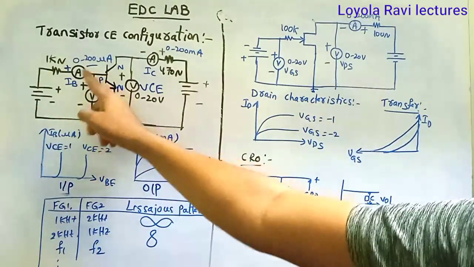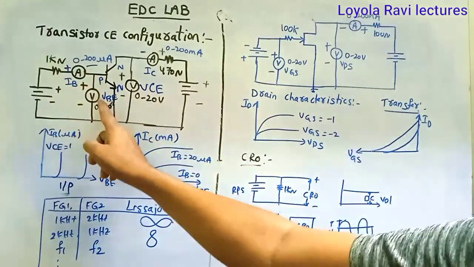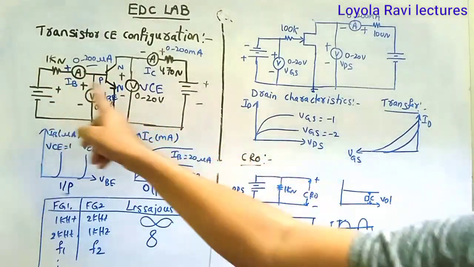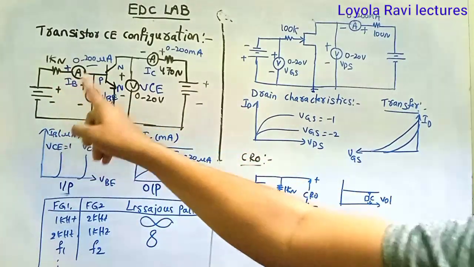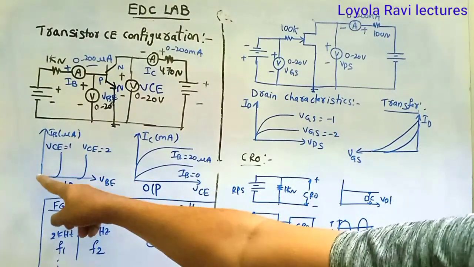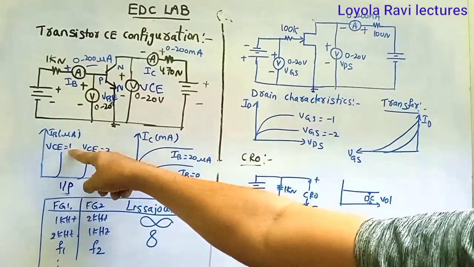What is the voltage and current? Keep it at 0.1. What is the voltage and current? Keep it at 0.2. What is the voltage and current? And so on. If you do like that, this is P positive, N negative, just like a PN junction at forward bias, we will get the characteristics. This is the VCE equal to 1 volt characteristic, the PN junction forward bias characteristics.